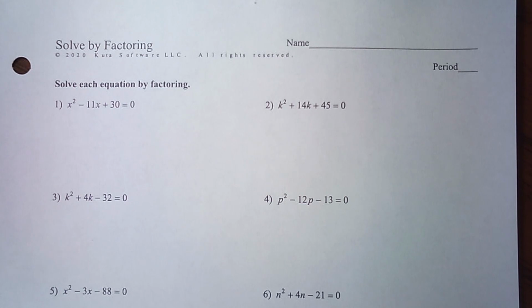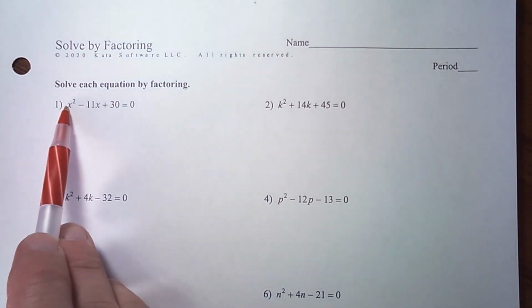Hey guys, today we are going to continue our algebra review with solving equations with some factoring. All the factoring we're going to do today is going to have a lead coefficient, that's this number right here, of 1. So we won't even see a number there, it's going to be 1x squared.